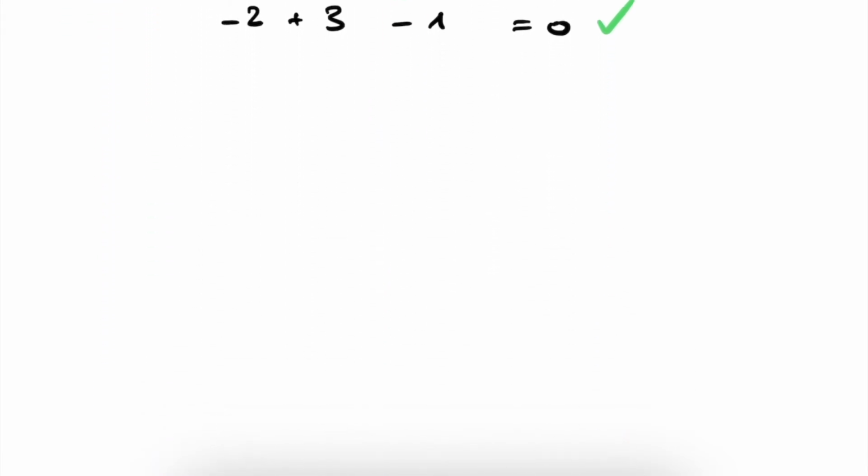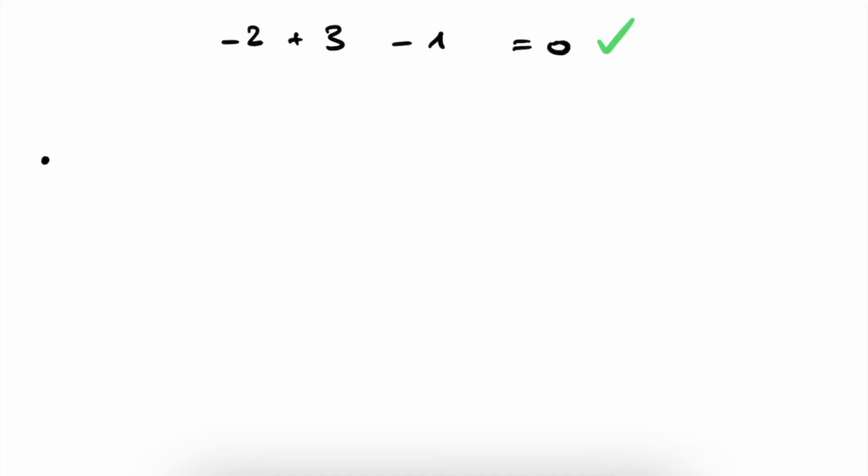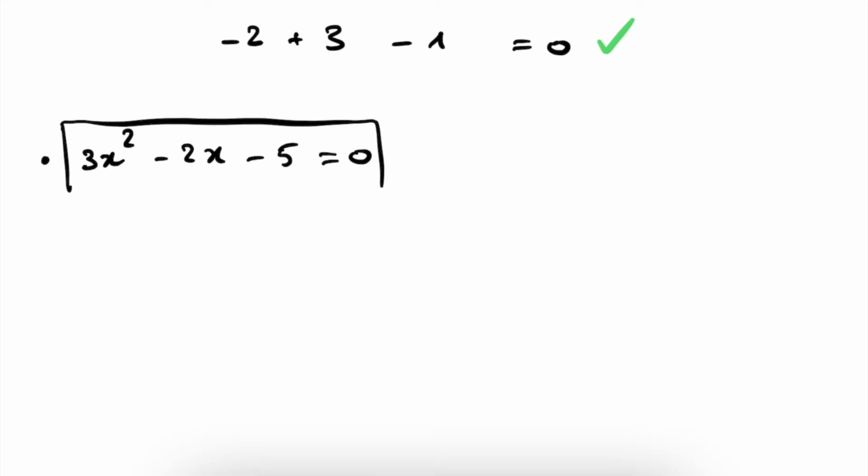Let's go to the next exercise, which is 3x squared minus 2 times x minus 5 is equal to 0. Again, we need to find an x such that this equation is correct. All right, let's identify our a, b, and c. A is the number in front of x squared, which is 3 in this case. A is 3. B is the number in front of x, which is -2 in this case. And c is the number without an x, which is -5.